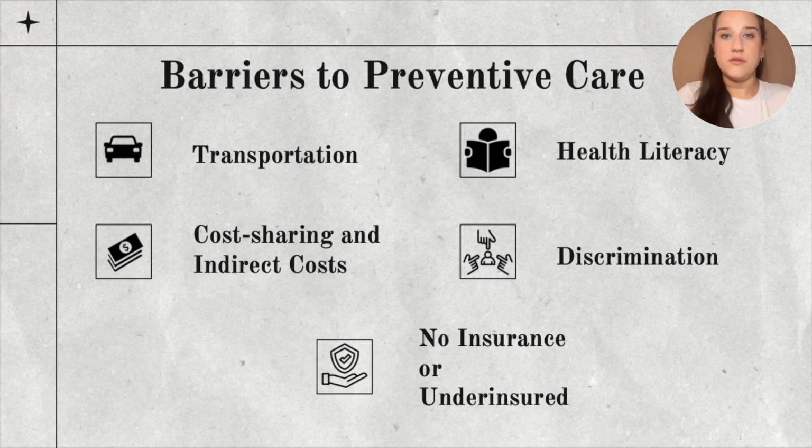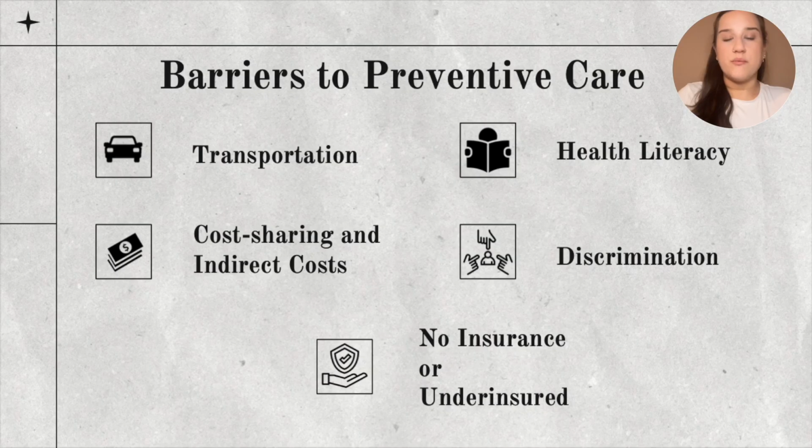Barriers to preventive care include things such as being uninsured or underinsured, having a lack of transportation to and from the doctor. It also includes things such as cost sharing or indirect cost, which is copays, deductibles, the cost of having to miss work, or the cost of childcare while they go to the doctor. It also includes health literacy.